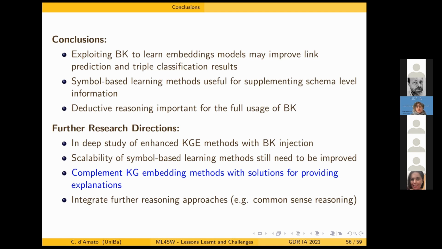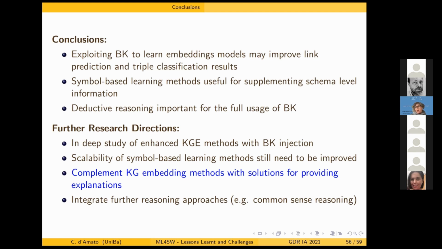Still, scalability is improved, but needs to be further studied, and we need to come up with symbol-based solutions that can scale with larger and larger knowledge graphs. A research direction that I consider very, very important is to complement knowledge graph embedding methods with solutions for providing explanation. And we are working on that.